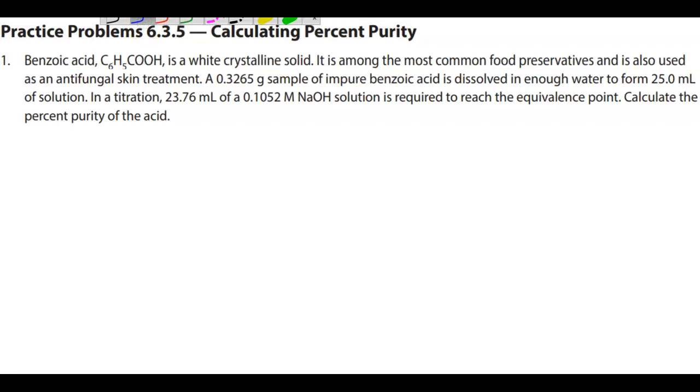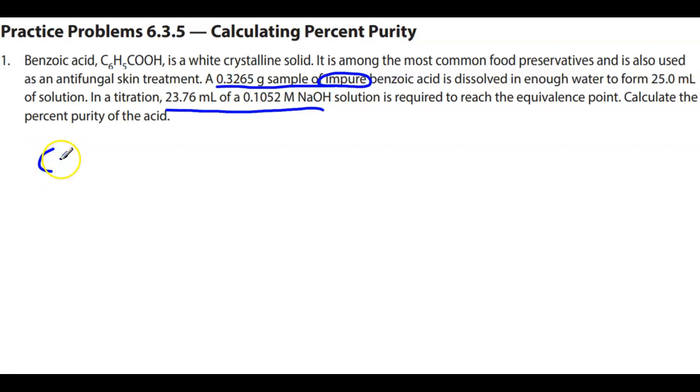All right, so let's take a look. We have benzoic acid, which is a white crystalline solid amongst common food preservatives and used in antifungal skin treatment. We have the mass of the impure benzoic acid that's dissolved in enough water to form 25 mL of the solution. So we have a titration, and we have the volume and concentration of the NaOH. Okay, we want the percent purity.